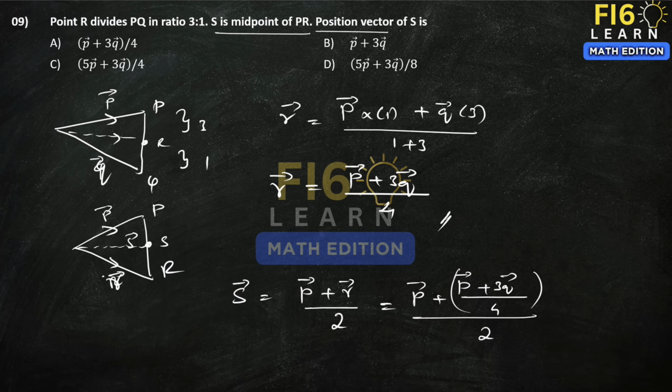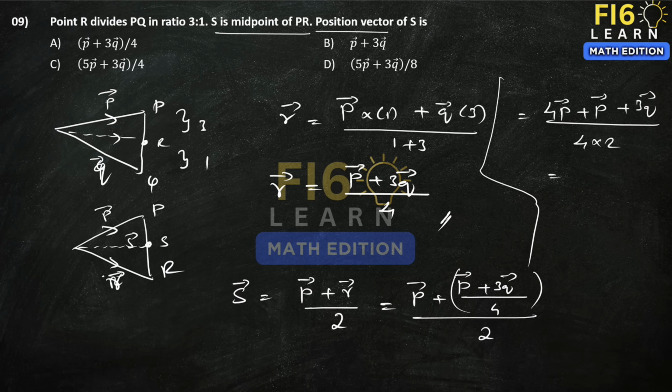Just doing some cross multiplication, we will get the result like this: 4P vector plus P vector plus 3Q vector divided by 4 into 2. So we will get 5P vector plus 3Q vector divided by 8. This is the required result. This is option D.